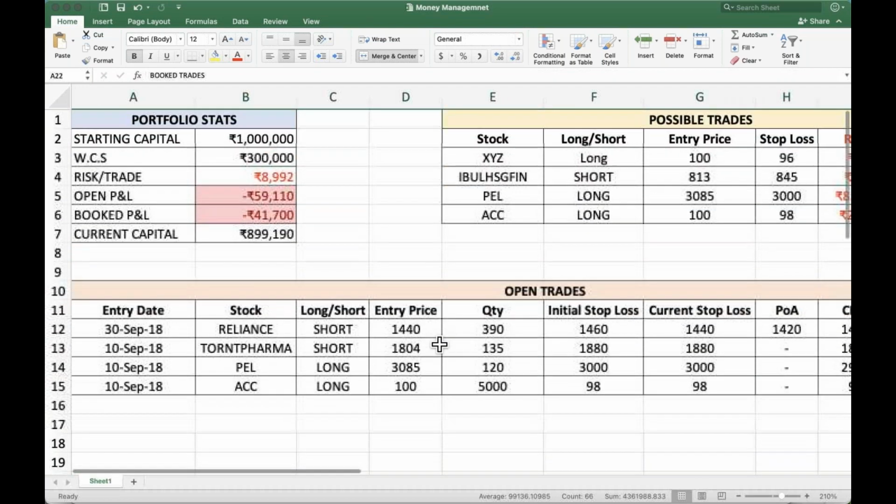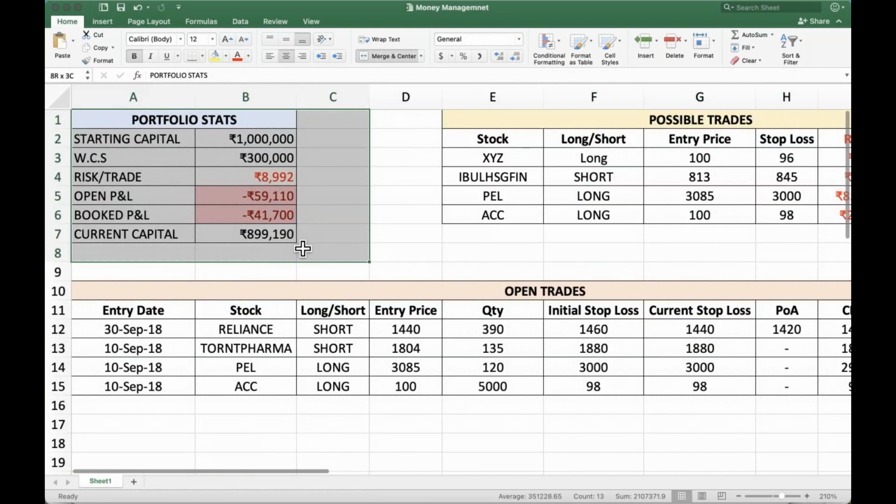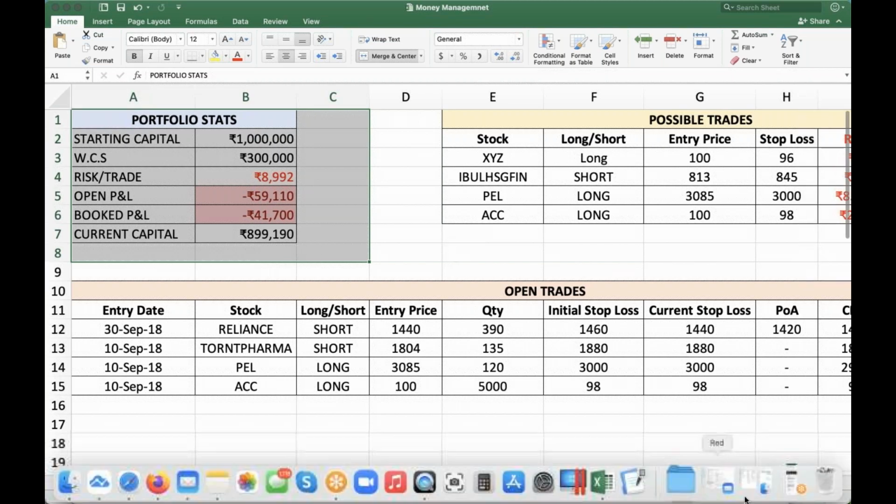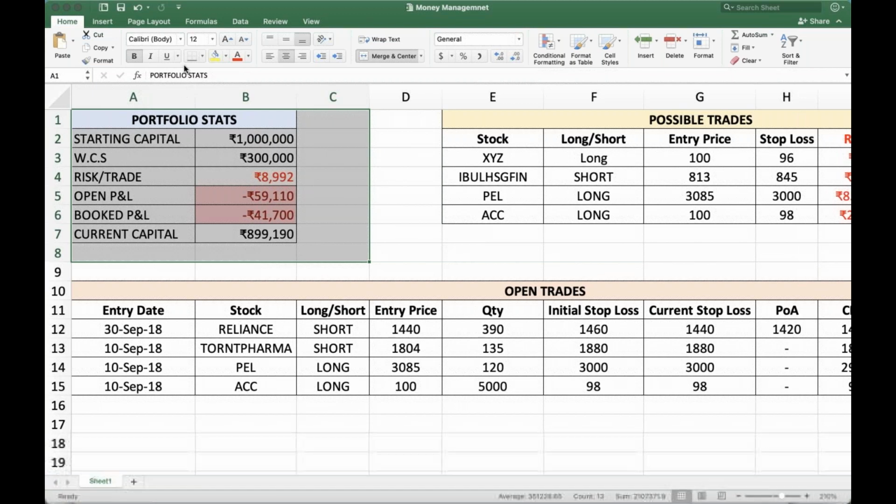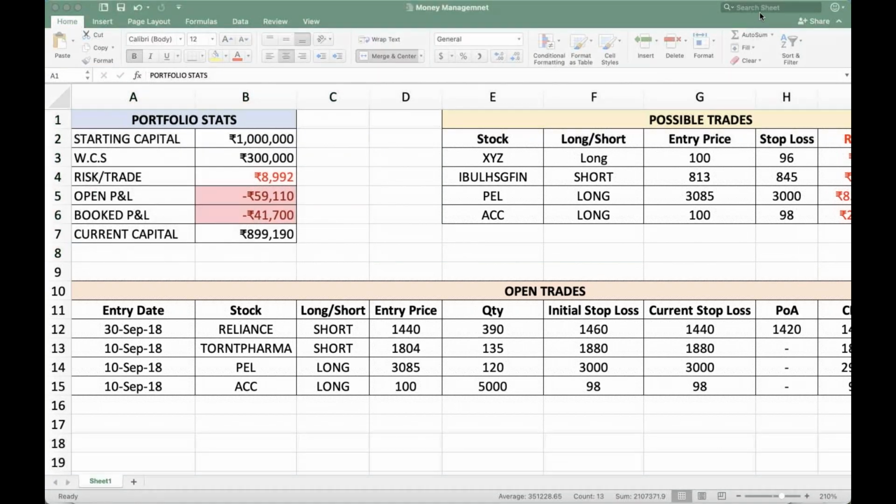Let's come to portfolio statistics, portfolio stats. Trading is a business. Approach it as a business. If you are serious about it, consider this as a full-time business, a business of businesses.